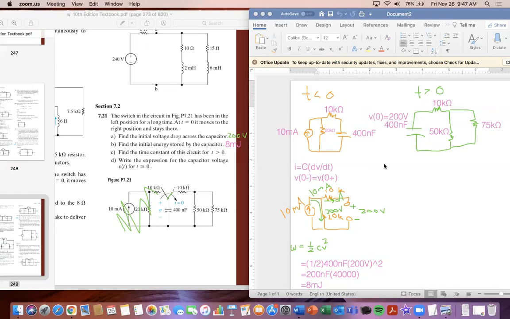And so what we know here is it wants to know the time constant of the circuit for T greater than 0. So what resistance does the capacitor see within the circuit? The resistance that the capacitor sees is 75K in parallel with 50K, and then add that with the series resistor here. When you do that combination, what you get is 50 times 75, and then add 10, 40K. And then we have our capacitor value here, which is 400 nanofarads.